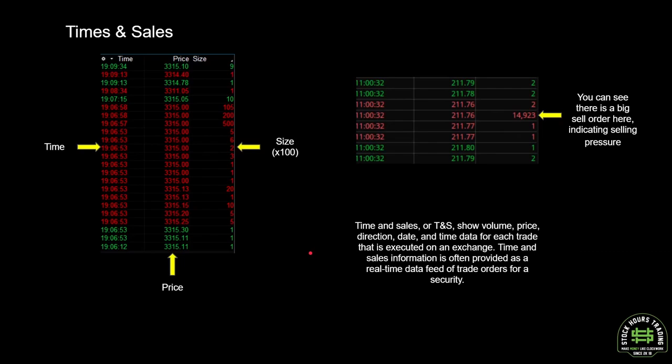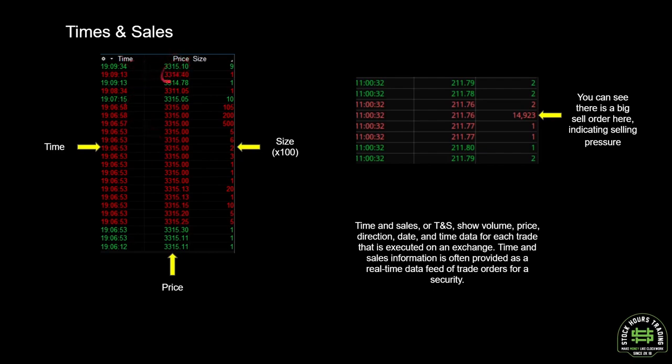The next slide I got here for you guys is an example of times and sales. Times and sales are the real-time transactions getting executed. The red text means it was executed around the bid, and the green is around the ask. On the left side of times and sales, you can see we have our time, and this is real time, so this will just be constantly moving basically when the market's open.